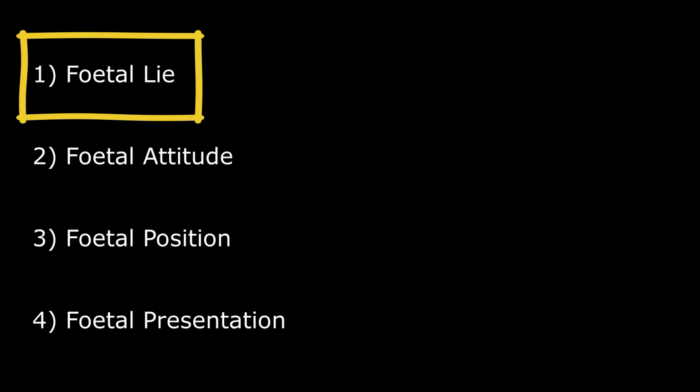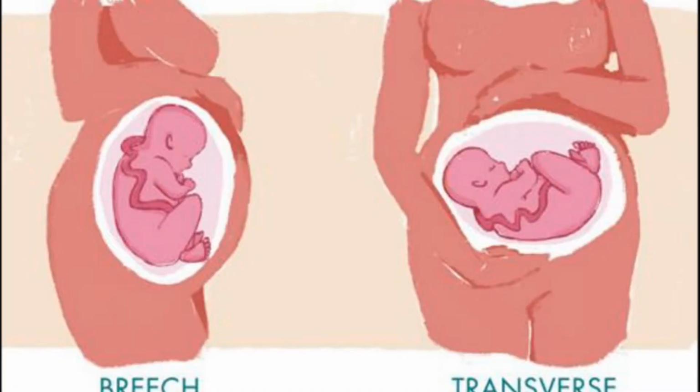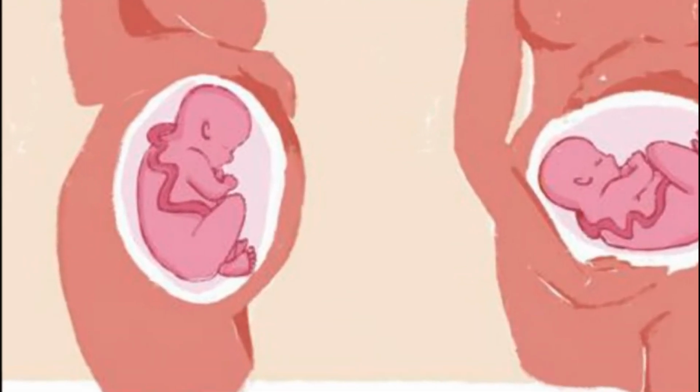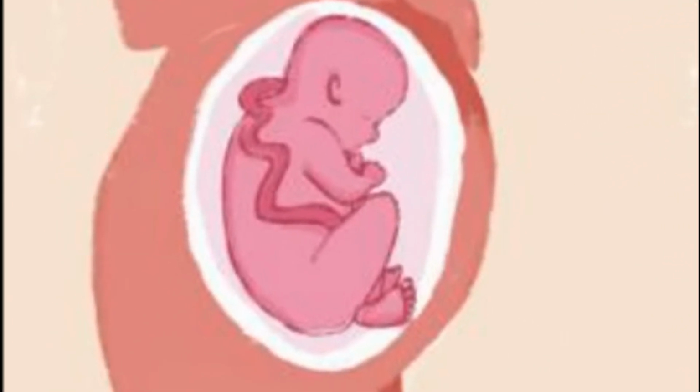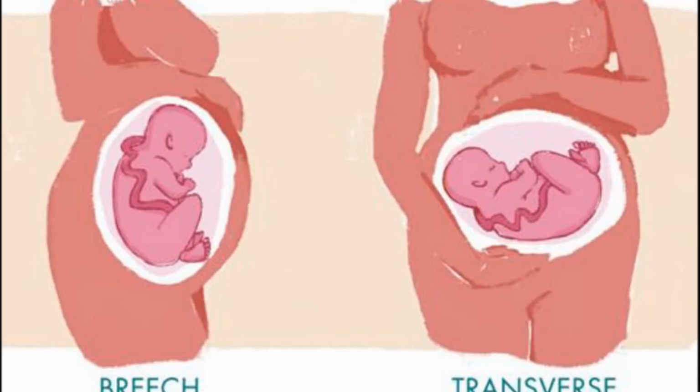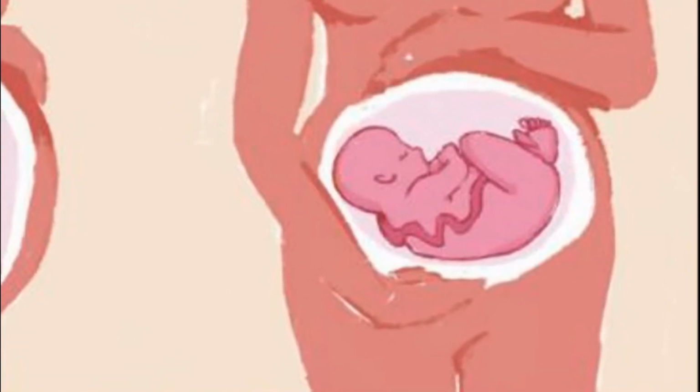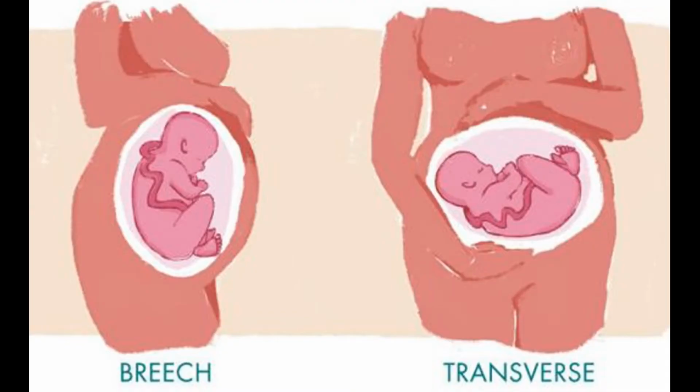It is the relationship of the long axis of the fetus to the long axis of the uterus or the maternal spine. In a breech position, you can see that the baby, the fetus, is in a longitudinal lie, whereas in the transverse position, you can see that it is in a transverse lie. You can also have an oblique or an unstable lie, but it becomes either longitudinal or transverse during delivery.